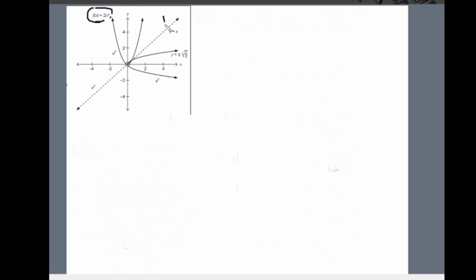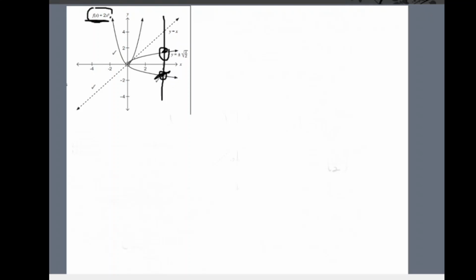Because if you draw a vertical line across the graph of the inverse, it cuts the graph at two points, right? So the vertical line test fails, which means the graph of the inverse of this function is not a function because the vertical line test fails.